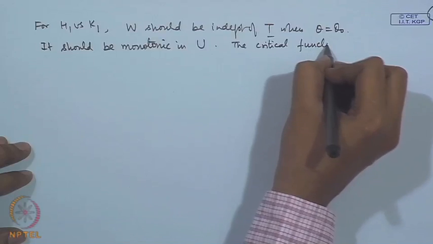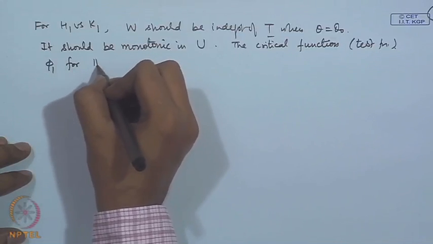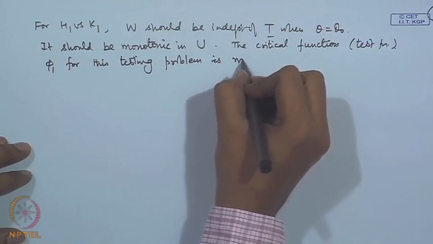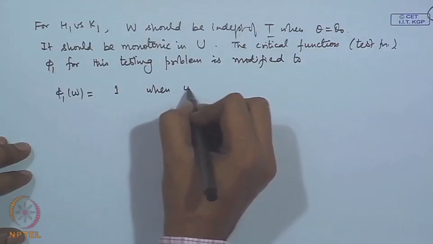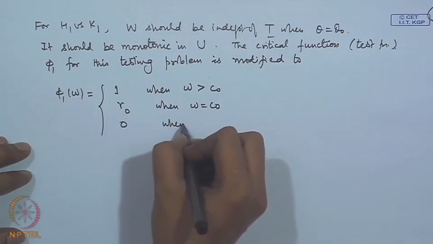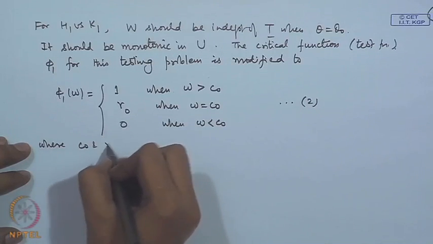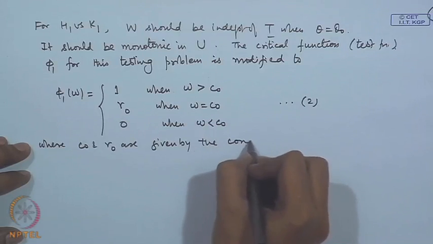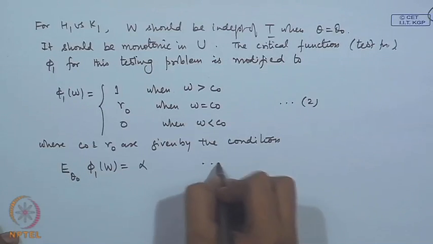The critical function or the test function phi 1 for this testing problem is modified to phi 1 of w is equal to 1 when w is greater than c naught, it is equal to gamma naught when w is equal to c naught, it is equal to 0 when w is less than c naught, where c naught and gamma naught are given by the condition expectation of phi 1 w is equal to alpha.